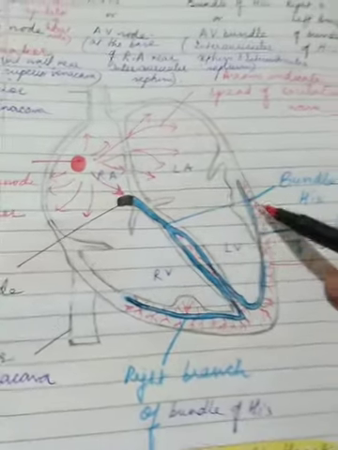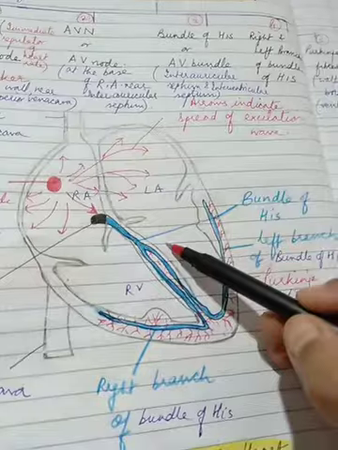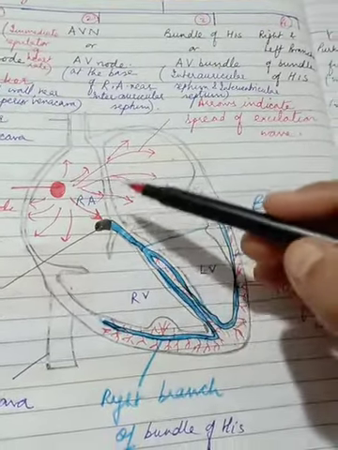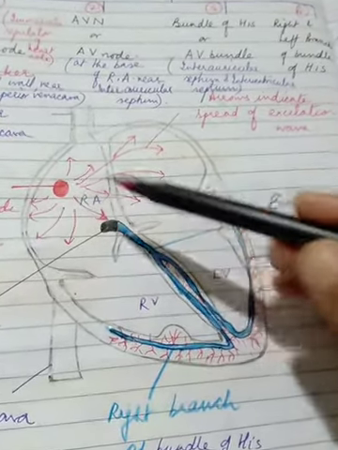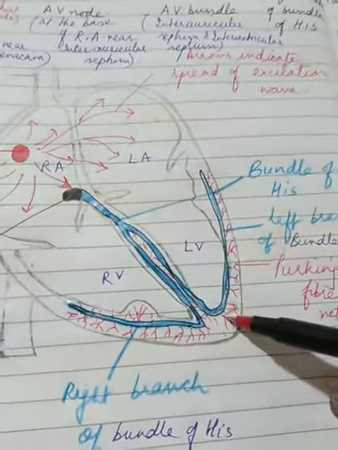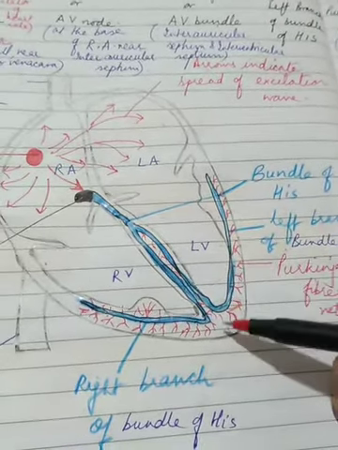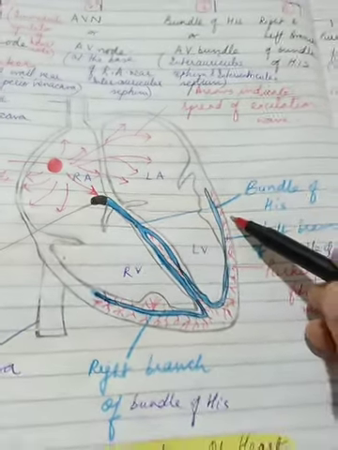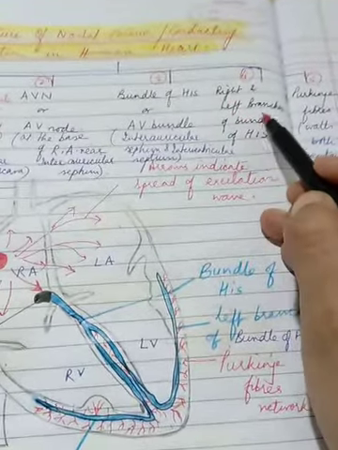Now the bundle doesn't mean that it will contract. No, it will not contract, but it will conduct the impulse of the wave that has originated from the SA node, through fibers later on. If you can see these red colored fibers, the Purkinje fibers, they will be later on given up to the wall of the ventricles. Alright, coming next to the fourth structure, the right and left branches of the bundle of His.